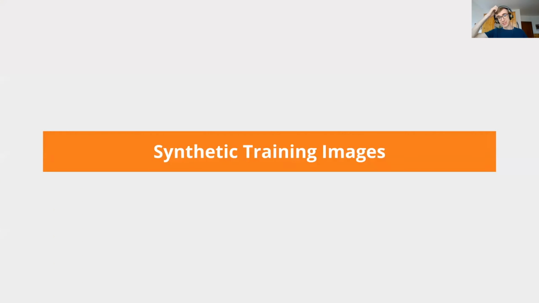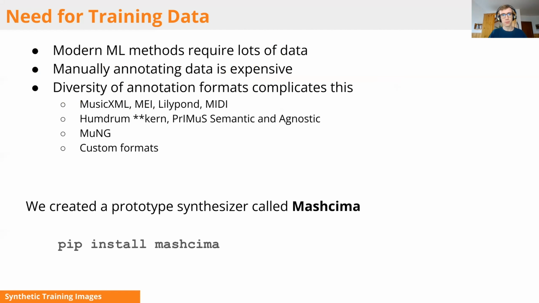So let's first talk about synthetic training images. We all know that modern machine learning methods require lots of training data, and manually annotating this data is very expensive. And this is further complicated by the fact that there is not a single annotation format that we could use to label the data. The previous presentation about the data set showed that each can do something, but it cannot do other things, and the differences are there, and it's difficult to combine various data sets. So we don't have enough data.